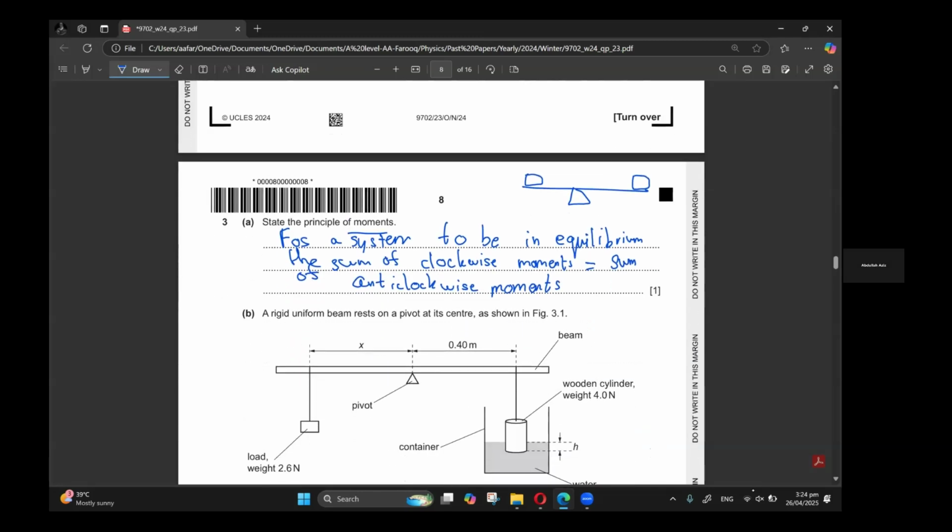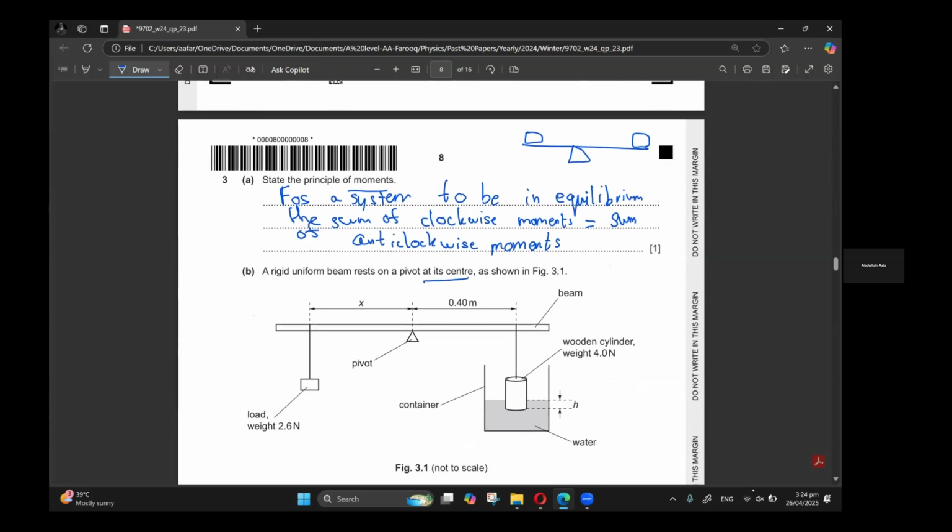A rigid uniform beam rests on a pivot at its center as shown.